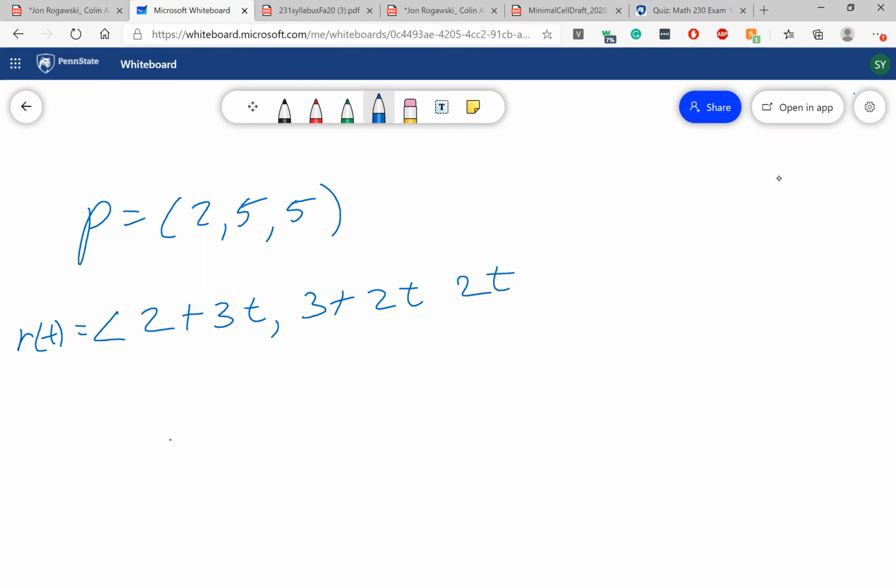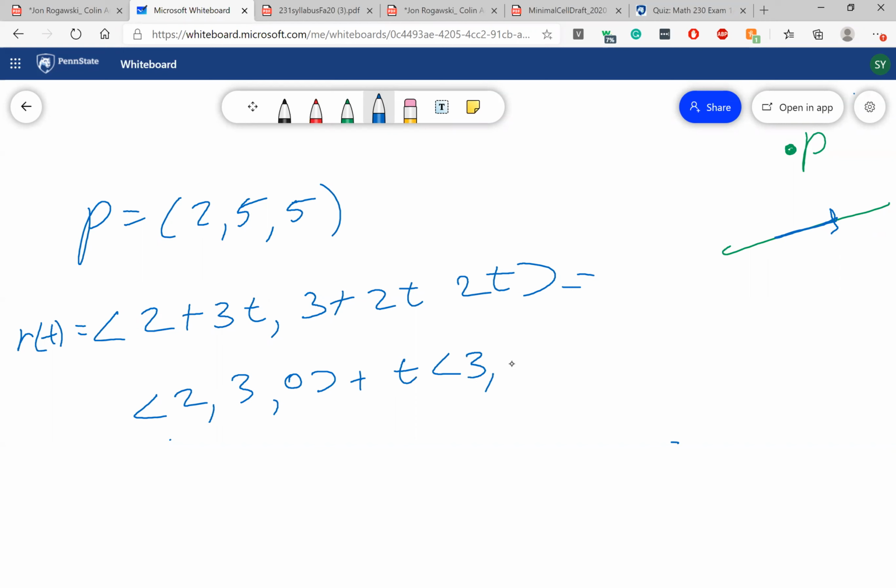Let me draw the picture again quickly so that we have an intuition for what's going on. Here's the point P, here's the line R of t. The first thing we want to do is find a vector on the line. This line can be rewritten as 2, 3, 0 plus t times v, and v is going to be 3, 2, 2. So now we know that v is equal to 3, 2, and 2.